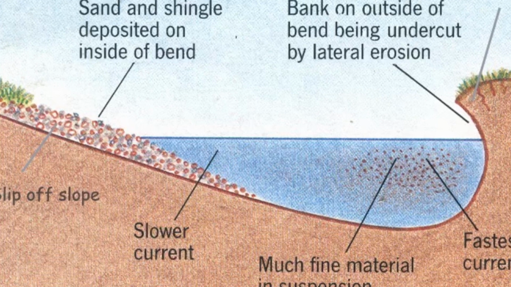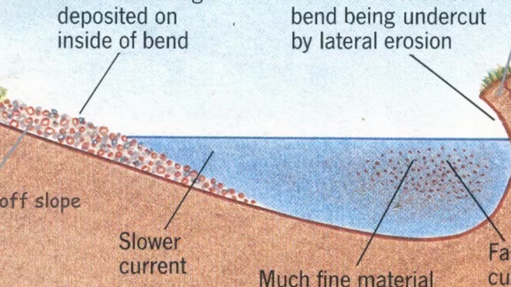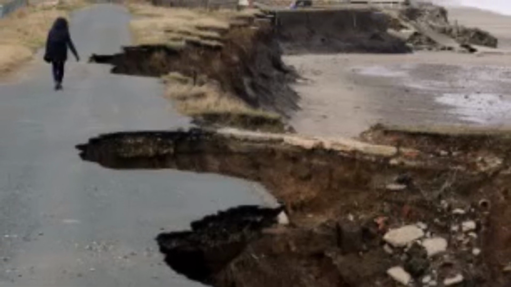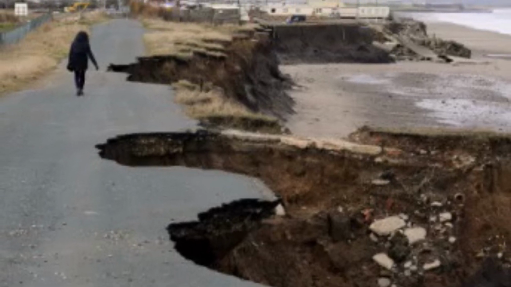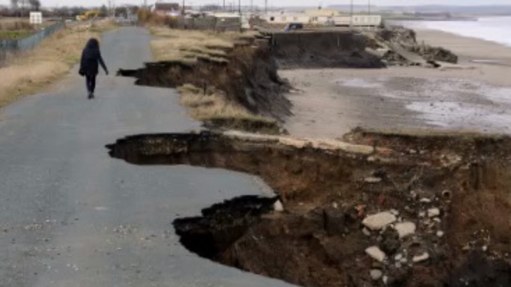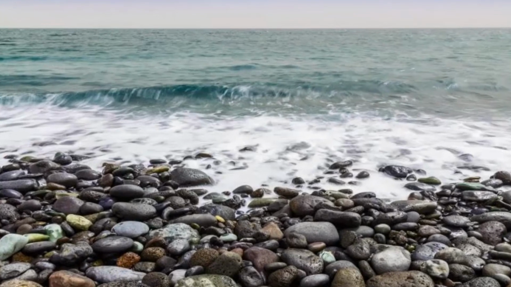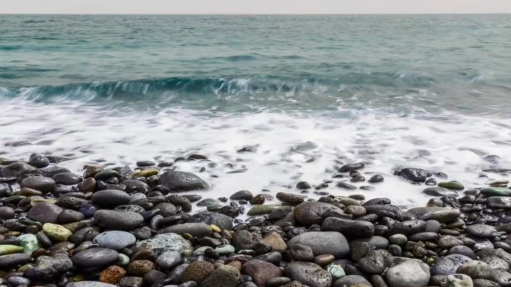Once the erosion is done, the material is then carried away by the uprush and backwash of the waves, which is called transport of materials by waves. All the materials transported by the wave get deposited on the shore in the form of pebbles or sands, which is called deposition by waves. I hope you have understood this part of the lesson.